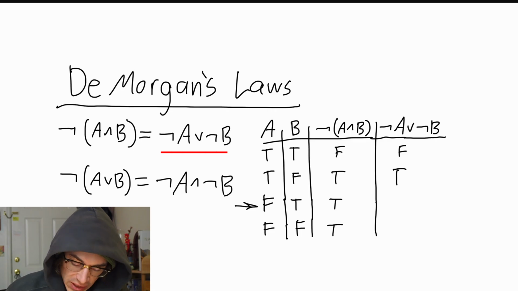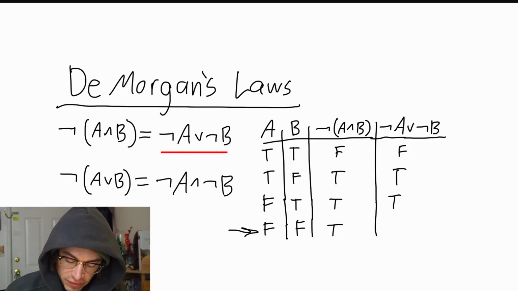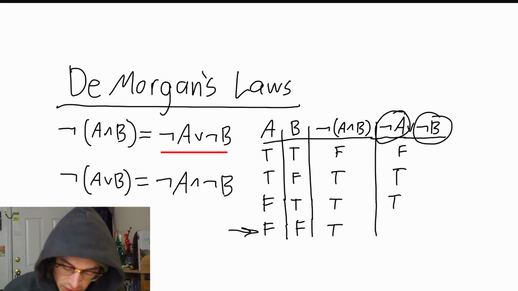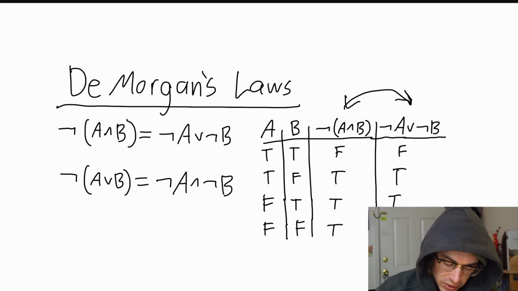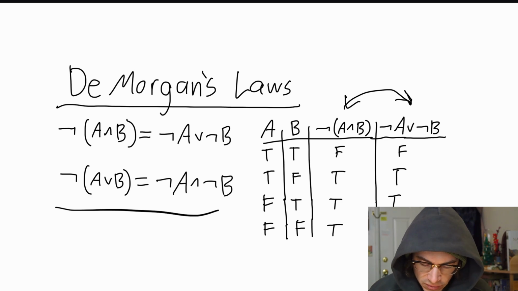Now the exact same reasoning follows for this one, giving us true. And if A and B are false, then both of these are true and the overall disjunction is true. And we can see that the two are equivalent. Now I challenge you to do the same for this one.